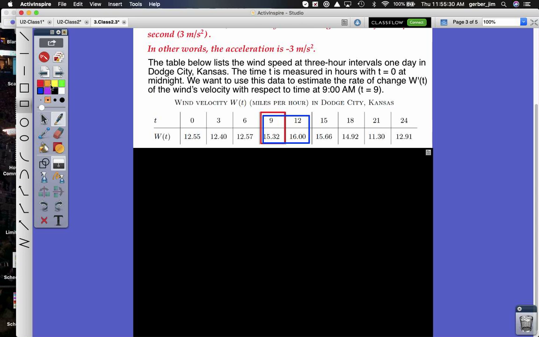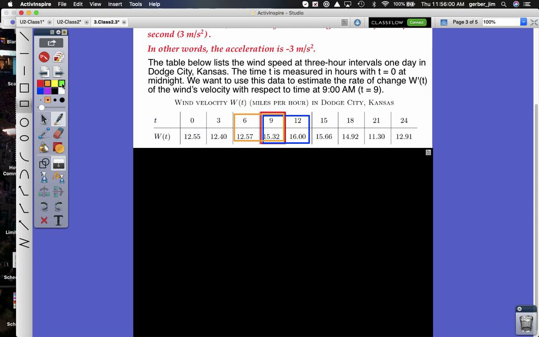Another possibility would be to say, well, why pick 9 and 12? We could just as well have picked 6 and 9. If we do that, we're going to see that here, the wind speed increases a little bit less than 3 over 3 hours. So now the change in wind speed from 6 to 9 looks like it's almost 1 mile per hour per hour. Again, just an estimate, but it's the best we can do because all we're given are these data points.